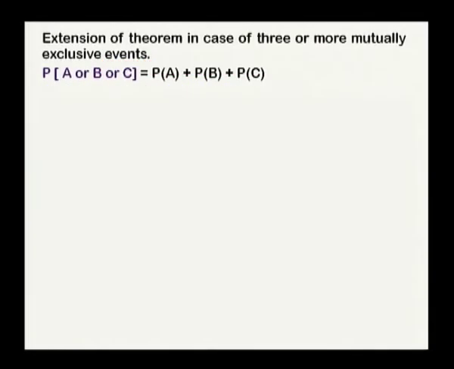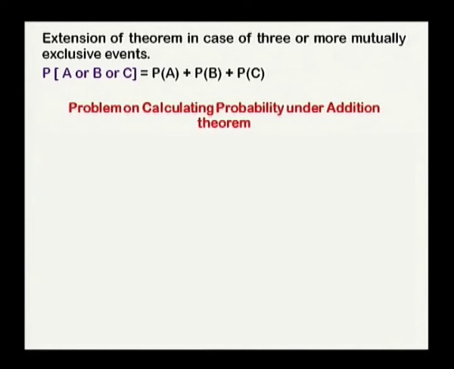Now, this can be extended in case there are three or more mutually exclusive events. In case of more than two events, this theorem can be extended in this manner. Probability of A or B or C is equal to probability of A plus probability of B plus probability of C. Now, we discuss a problem which is framed in this connection. Problem on calculating probability under addition theorem.